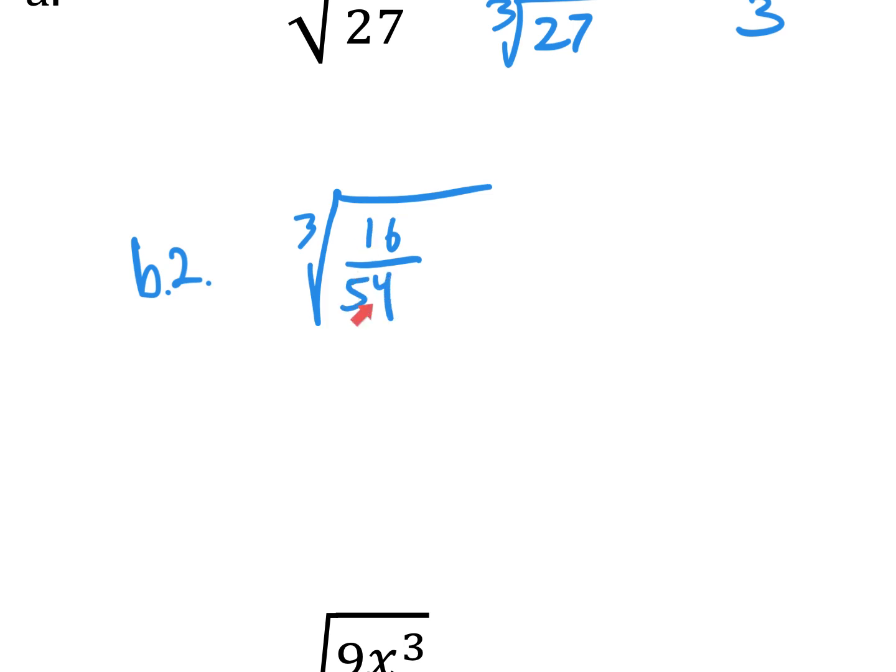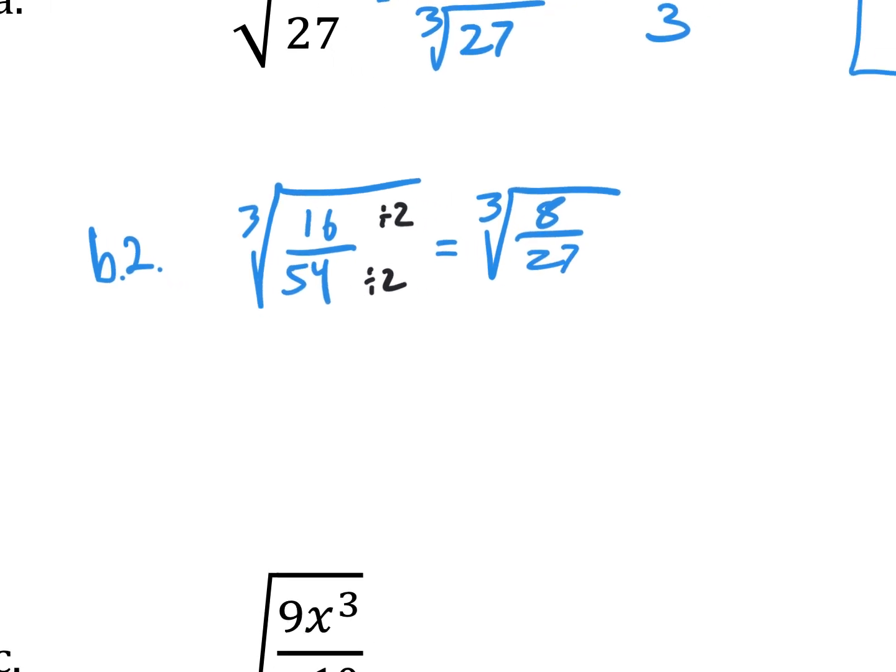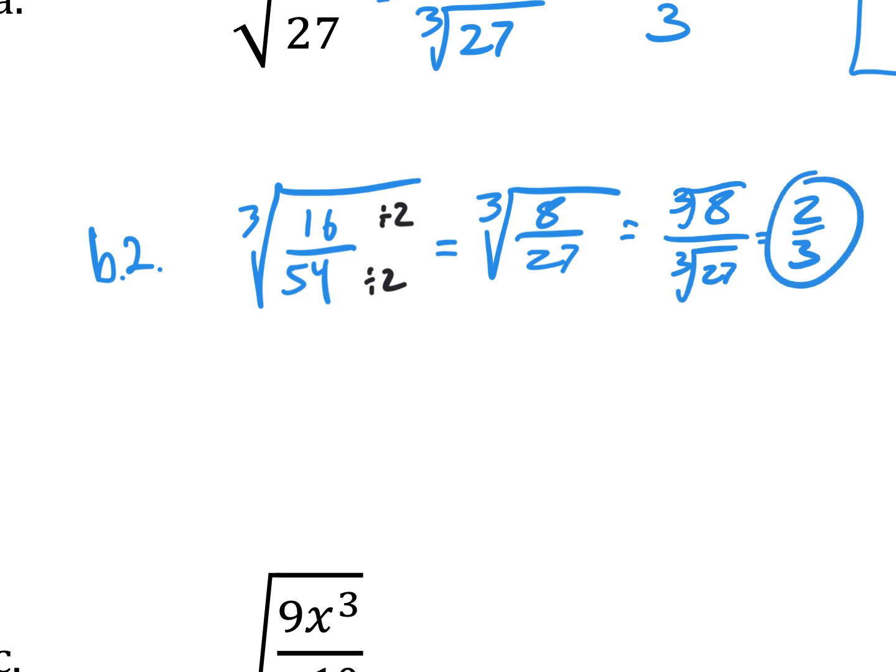Well, is there a common factor in 16 and 54? There is. It's 2. We can divide top and bottom by 2. So if we divide by 2, just simplifying the fraction, we get 8 over 27. Okay? So always look for that first. And the cube root of 8 over the cube root of 27, that would be 2/3. All right, always look for that first.